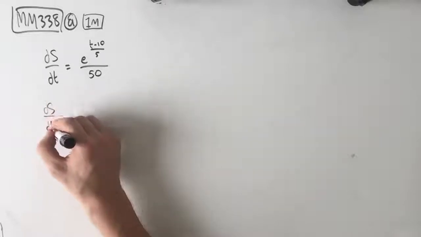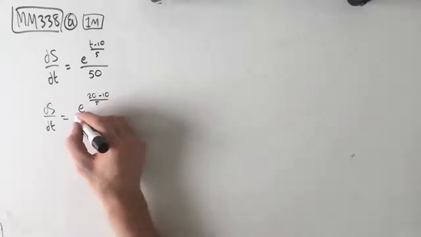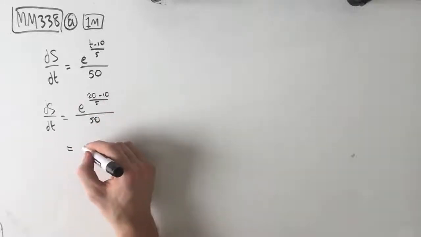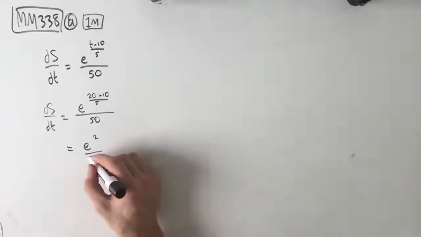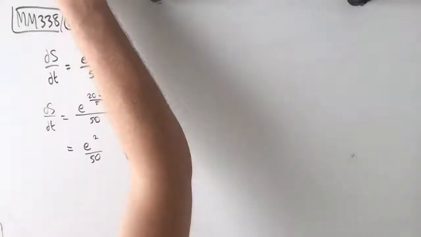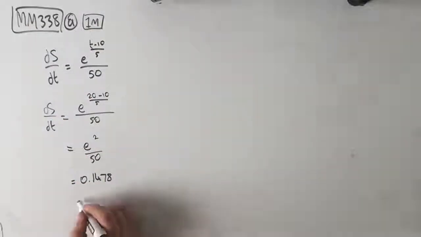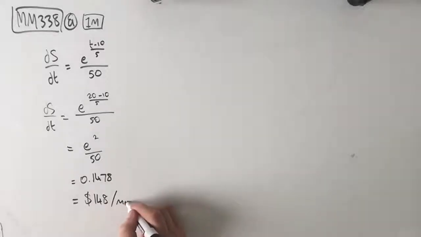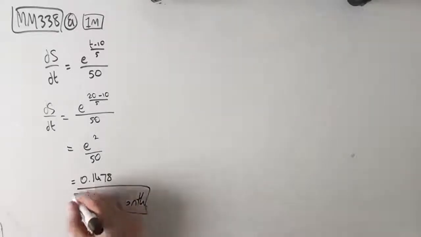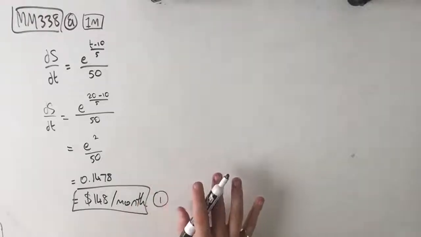So ds/dt is equal to e to the power of (20 minus 10) over 5, over 50. Cool. 20 minus 10 is 10. 10 divided by 5 is 2. So e squared over 50, which is equal to 0.1478. And because this is all in thousands, his savings account is growing at $148 per month. And this is our first and only mark for this question. Guys, that's it for part A. Let's move on to part B.